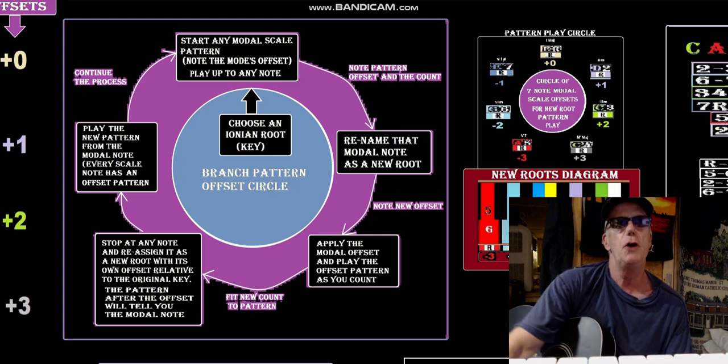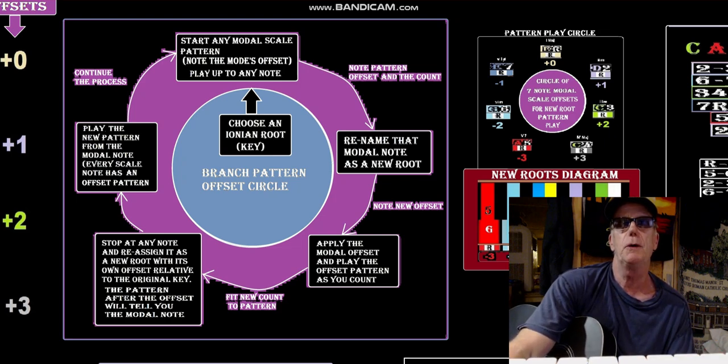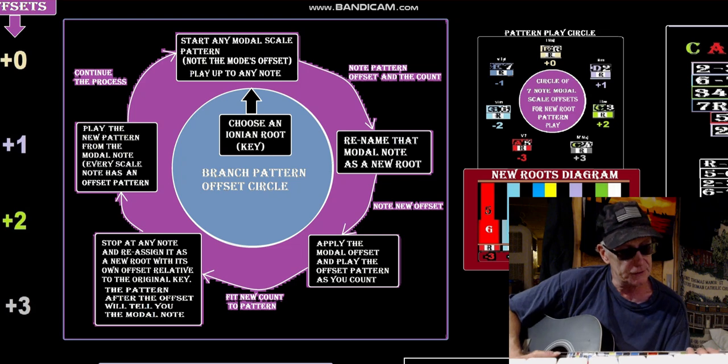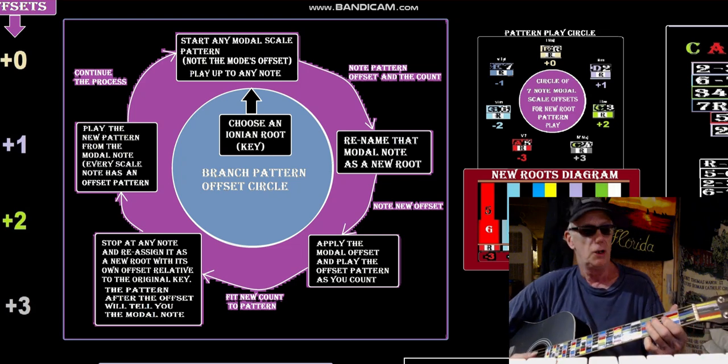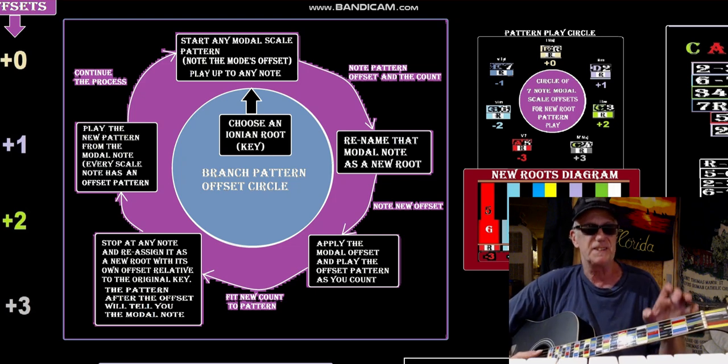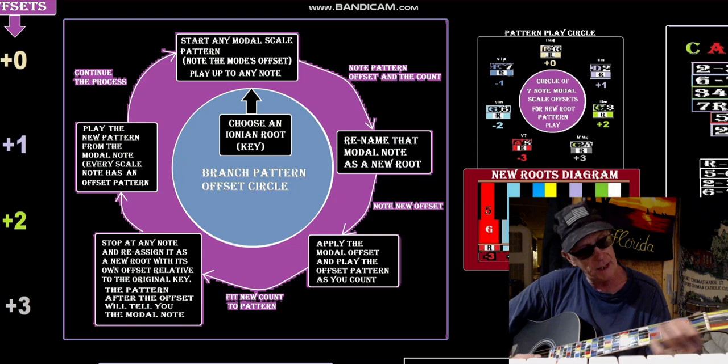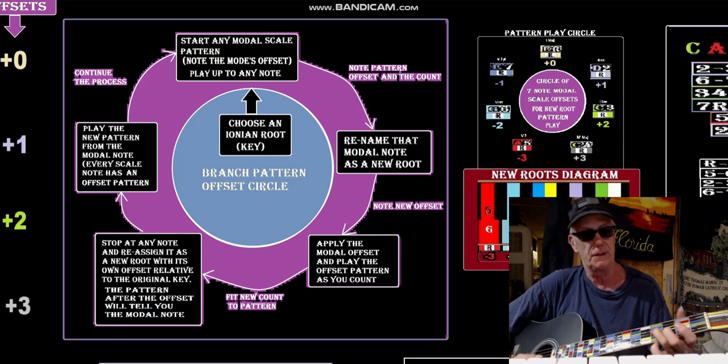Now, note the mode's offset. Well, we know that Dorian over here is an offset of +1. So instead of going root, 2, 3, 4, 5, 6, 7, root, we're going to count but play the same Dorian pattern: 1, 2, 3, 4, 5, 6, 7, root.